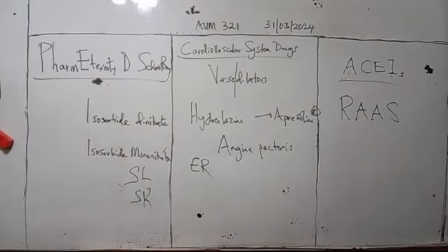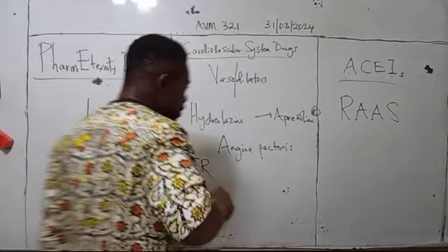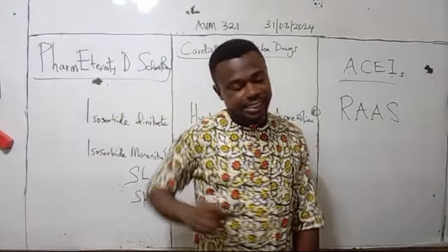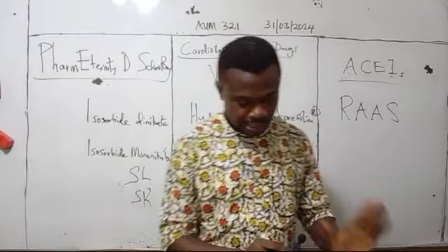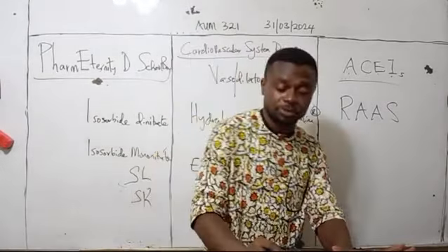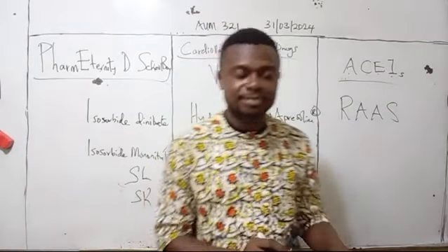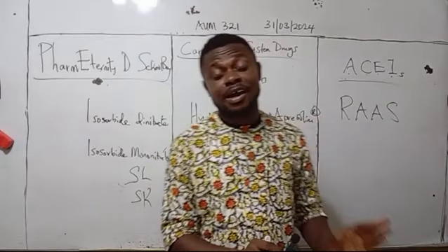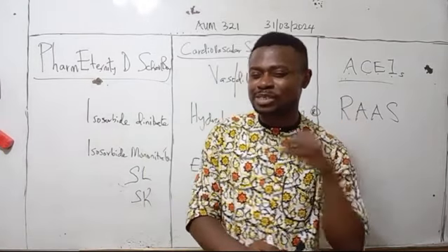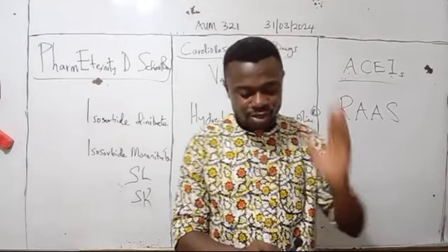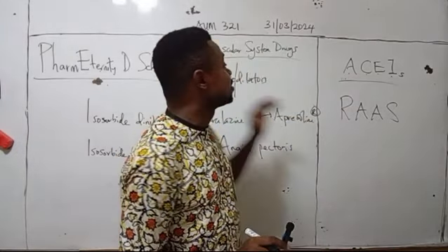Now, renin is produced in the kidney and acts to produce angiotensin 1. This angiotensin 1 affects the blood pressure. But what happens is that this angiotensin 1 is converted to angiotensin 2 by the action of angiotensin converting enzyme. Angiotensin converting enzyme converts angiotensin 1 to angiotensin 2.